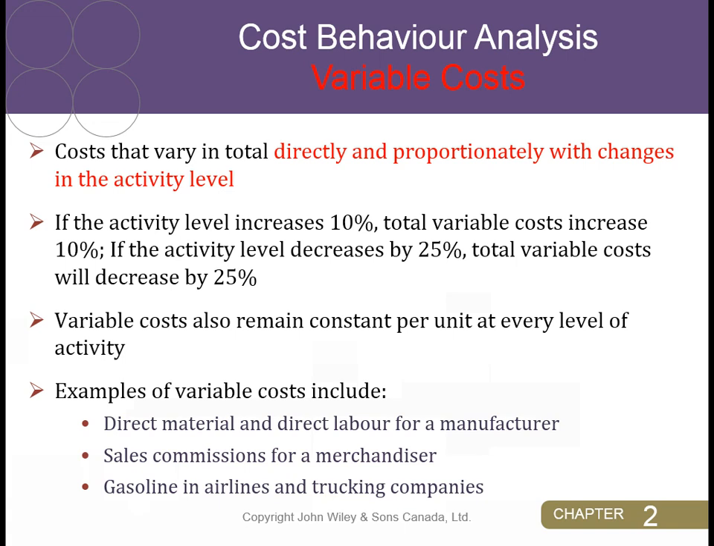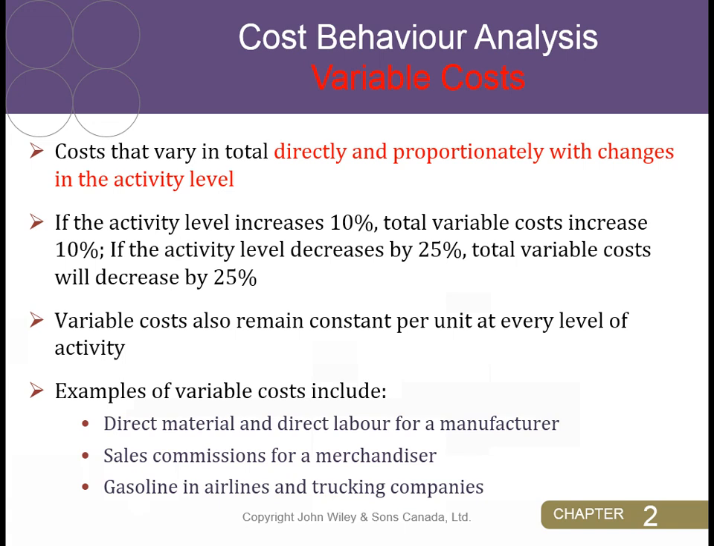Examples of some variable costs include direct materials and direct labor, like I've mentioned, and sales commissions for a merchandiser. So if we pay 10% of all sales out as a commission, the more these people sell for us, the more commission we're going to have to pay out. So our commission expense increases directly and proportionately with the number of sales. If sales go up by 10%, our commission cost is going to go up by 10%. So variable costs, again, change directly and proportionately in total with changes in activity levels.